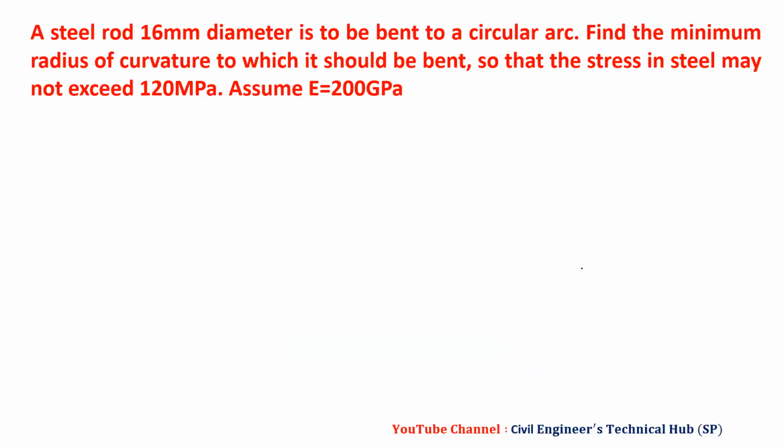The steel rod 18 diameter is to be bent to a circular arc. Find the minimum radius of curvature. So I already mentioned it. We are in this fashion. We have this 16 mm diameter bar, and then we have R, the radius of curvature, till the end.